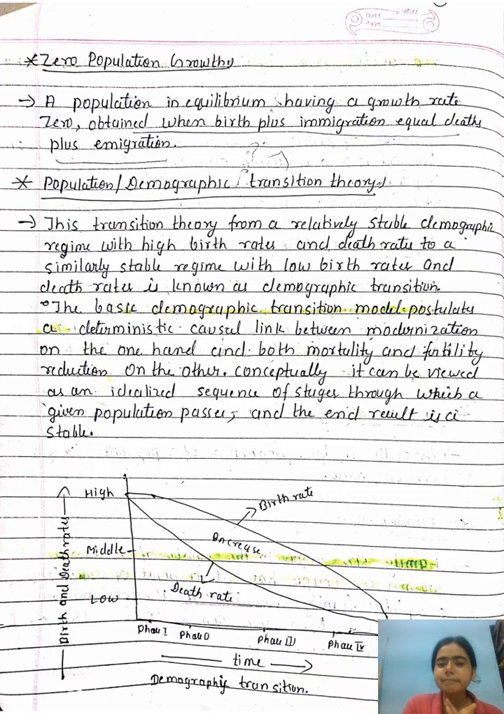Demographic transition. This transition theory describes the shift from a relatively stable demographic regime with a high birth rate and death rate to a similarly stable regime with low birth rate and death rate, known as demographic transition. The basic demographic transition model postulates a deterministic causal link between modernization.